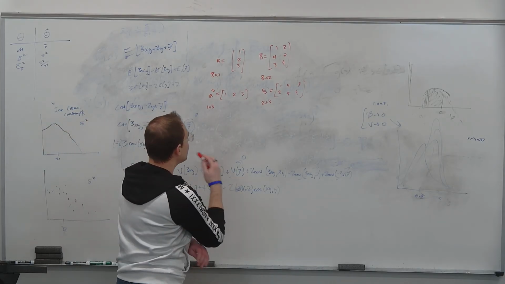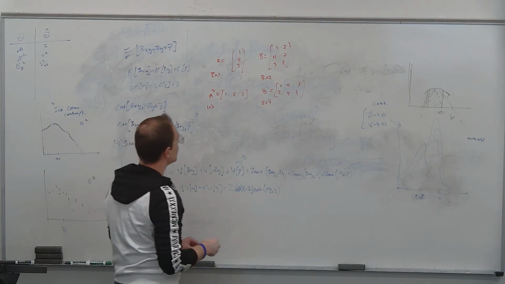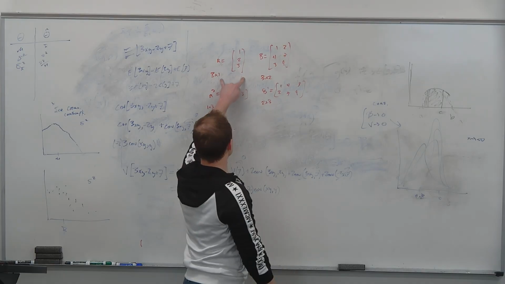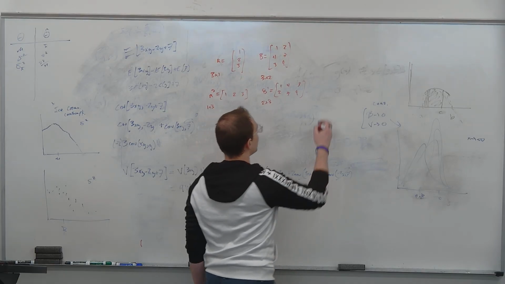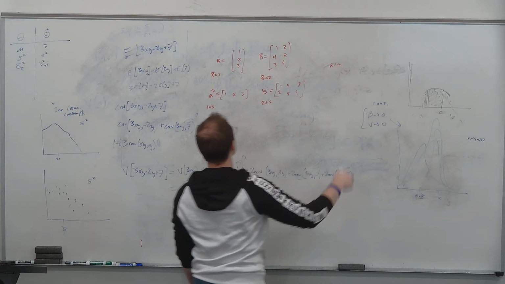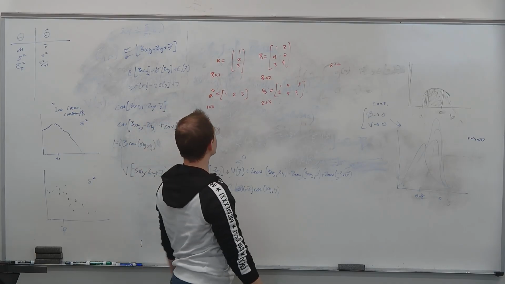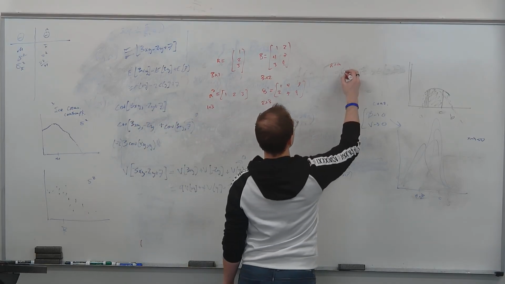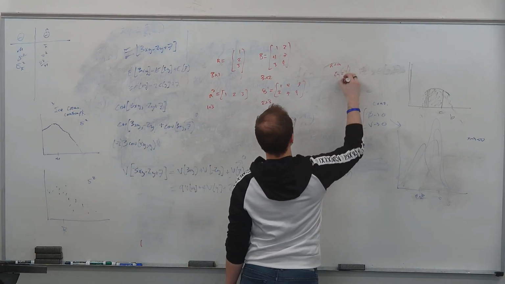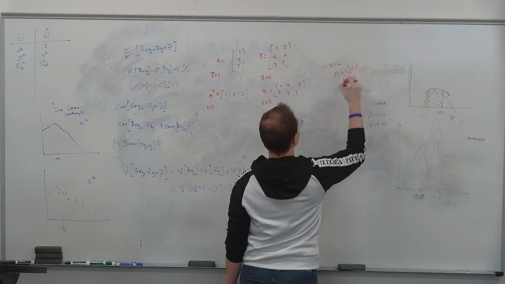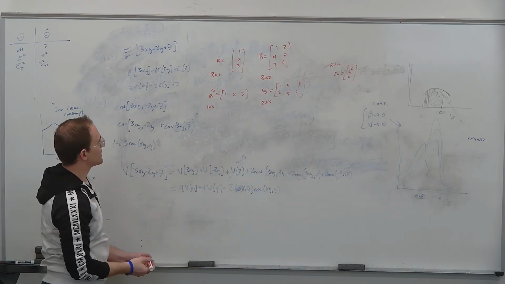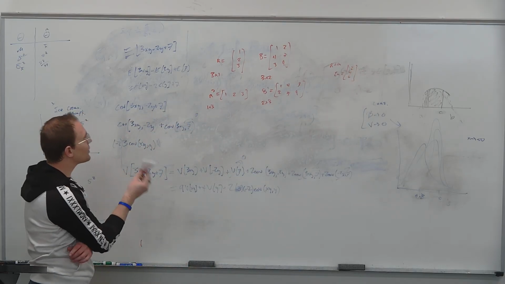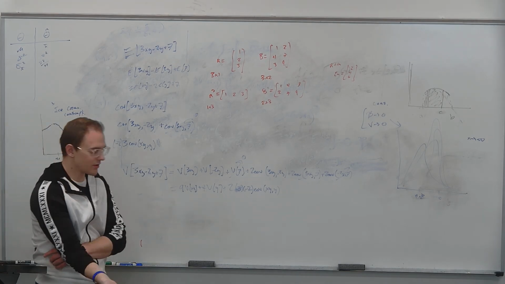Now you can add if something has the same dimensions. So let's say A and A. Let's just do A plus A. You can add those because they're both 3 by 1. So A plus A is just going to be 2A, right? It's just going to be 2, 4, 6. Pretty simple stuff.